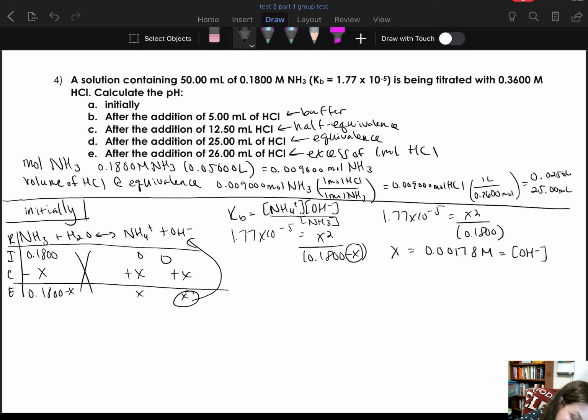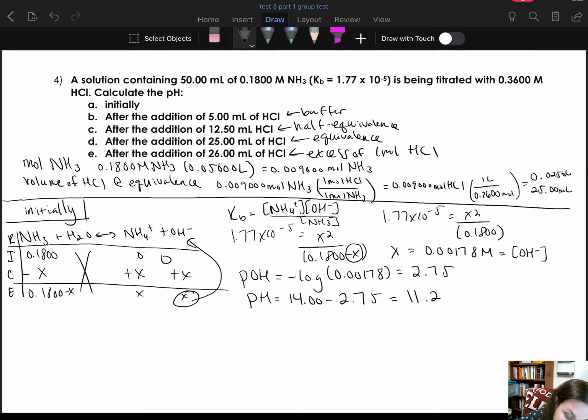We can then take pOH equal to negative log of the hydroxide concentration, 0.00178, giving us a pOH of 2.75, and then we can solve for our pH by taking 14 minus our pOH to give us a pH value equal to 11.25.